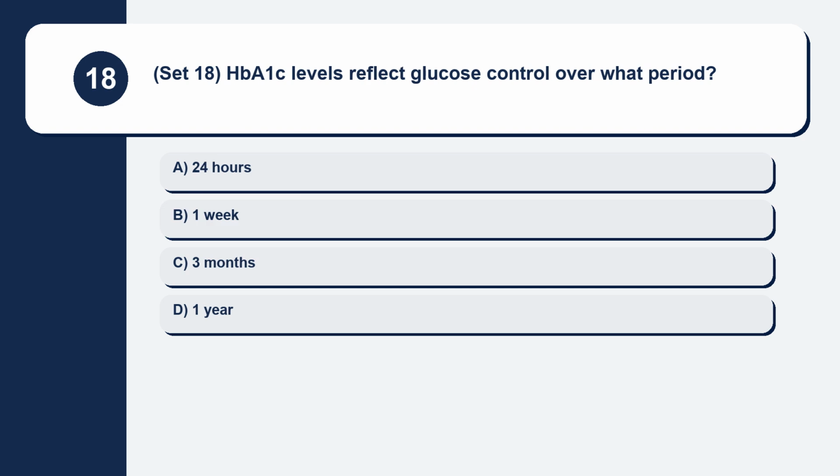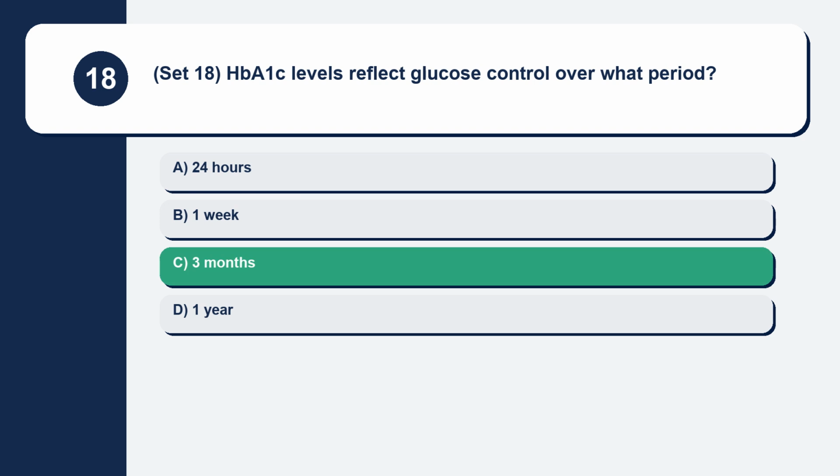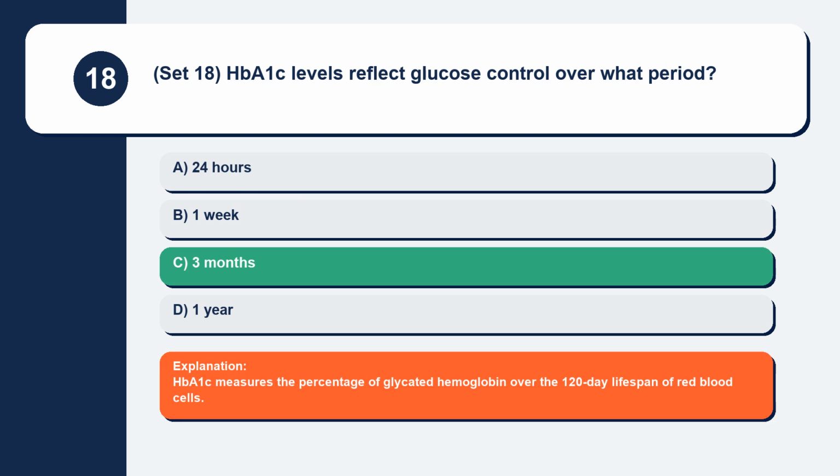Question 18. Set 18. HbA1c levels reflect glucose control over what period? 24 hours, 1 week, 3 months, 1 year. HbA1c measures the percentage of glycated hemoglobin over the 120-day lifespan of red blood cells.